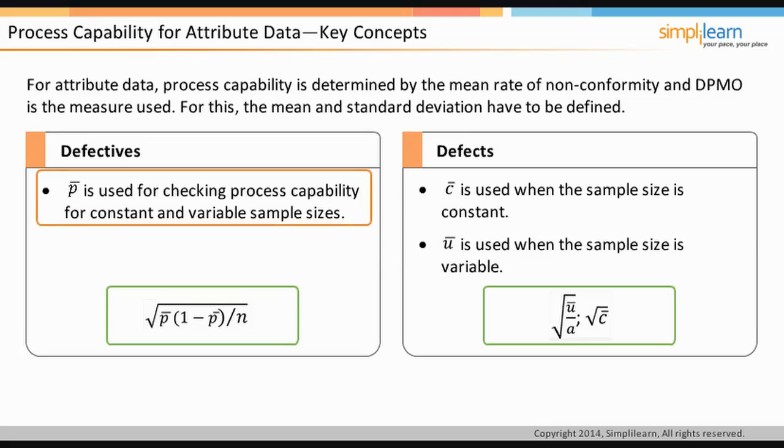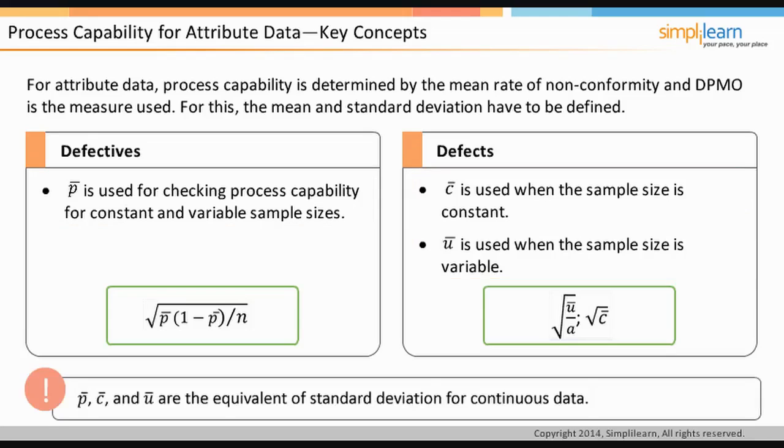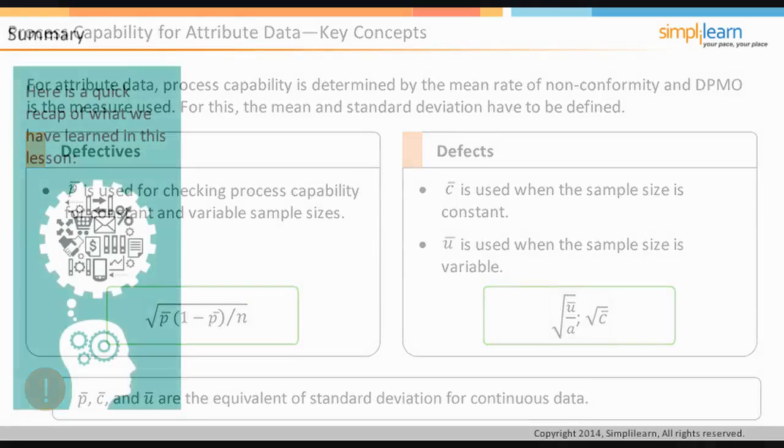For defectives, P-bar is used for checking process capability for both constant and variable sample sizes. For defects, C-bar and U-bar are used for constant and variable sample sizes, respectively. The P-bar, C-bar, and U-bar are the equivalent of the standard deviation denoted by sigma for continuous data.